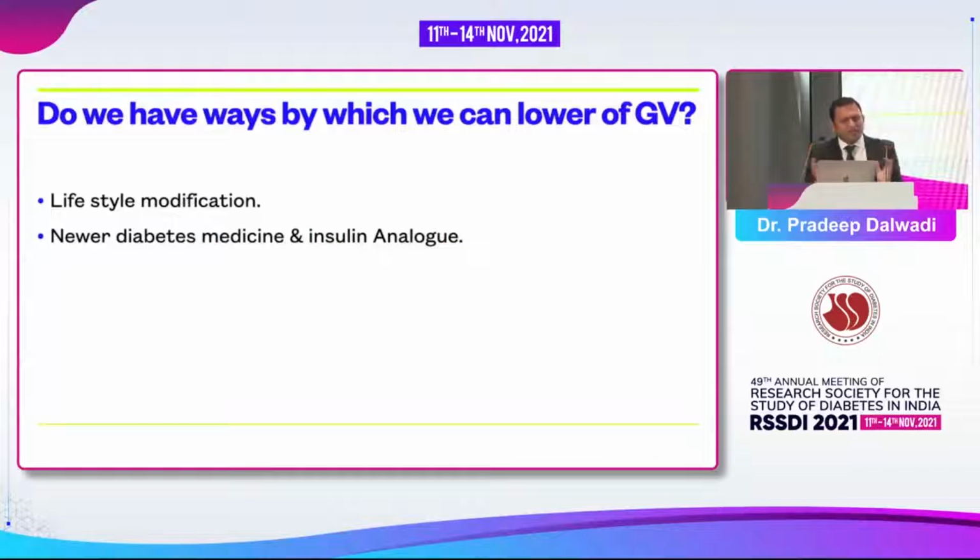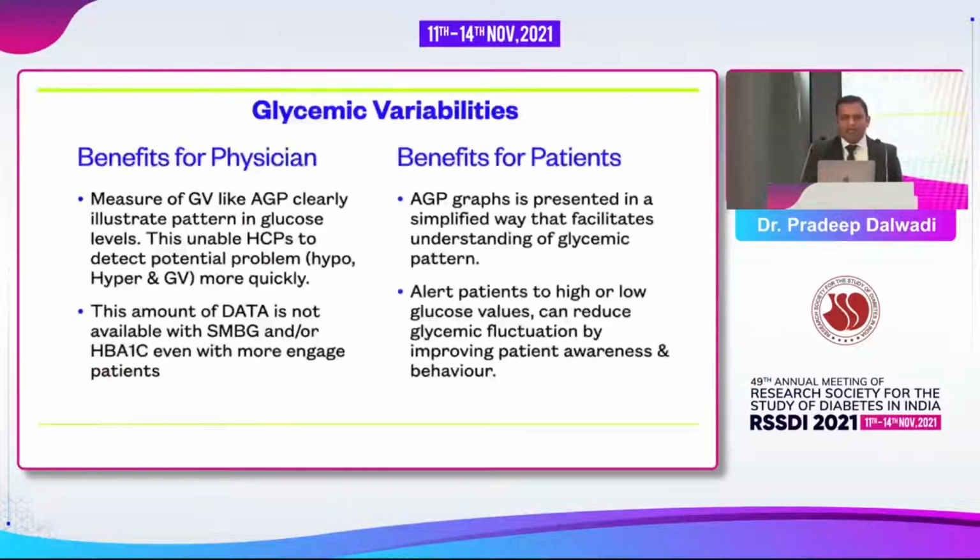Do we have any way by which we can lower glycemic variability? Yes, we do. By intense lifestyle modification and with the use of newer diabetic medications, maybe oral or injectable, GLP-1 receptor analogs or newer insulin analogs, we can definitely lower glycemic variability in a diabetic patient.